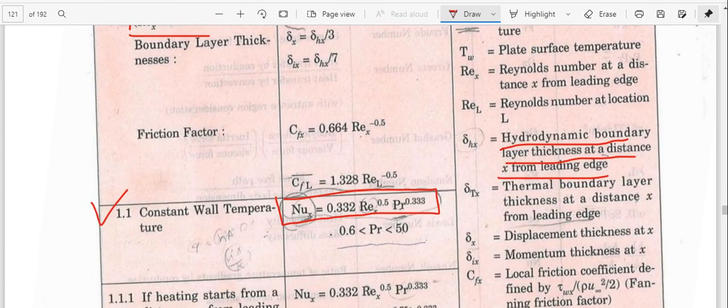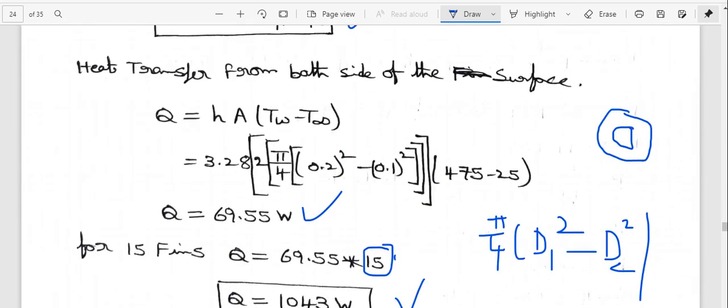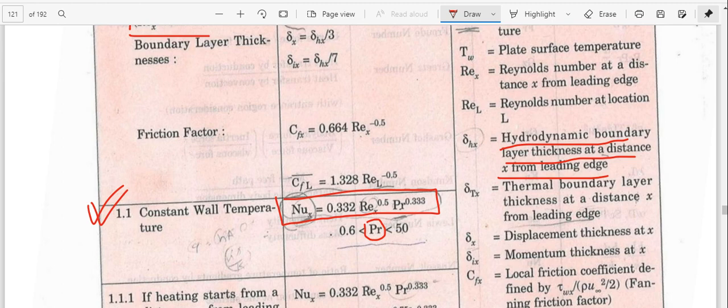We need to consider this formula, constant wall temperature. So Nu equal to 0.33. Here we need to cross check: Prandtl number is in between 0.6 to 50. So what is the Prandtl number? Pr value is 0.677. So the range is satisfied. This condition is also satisfied. That's why I am considering Nux value.